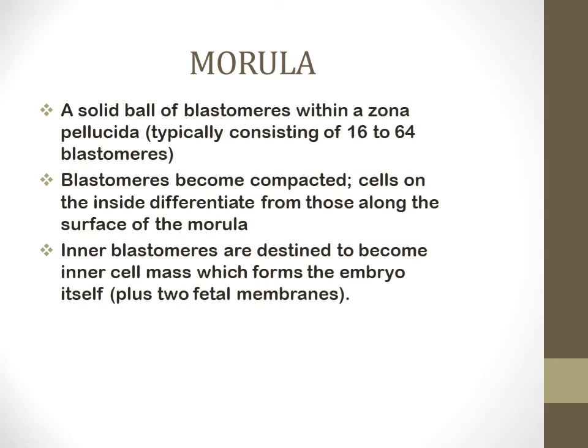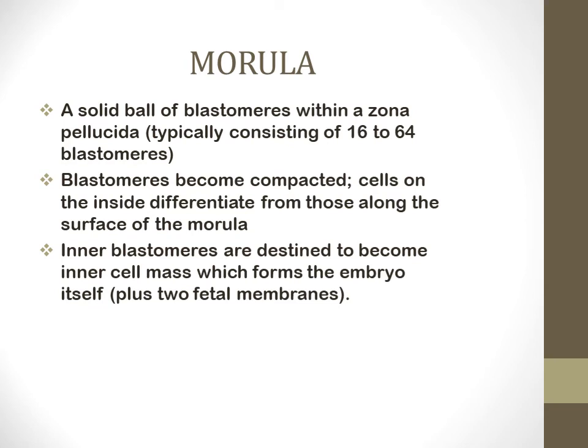Coming to the morula formation: a solid ball of blastomeres within the zona pellucida, typically consisting of 16 to 64 blastomeres at the end. The blastomeres become compacted cells on the inside, differentiated from those along the surface of the morula. The outer blastomeres become flattened and form tight junctions, reducing fluid permeability. They develop the capacity to secrete fluid.